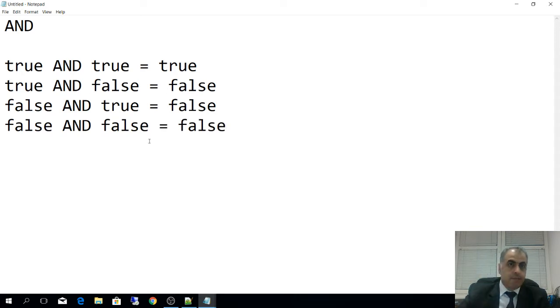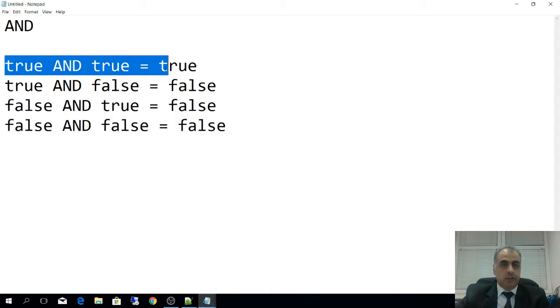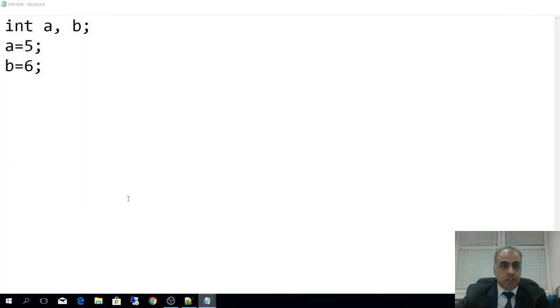So as you see, for the AND operator, if both operands or both terms are true, the result is going to be true. Otherwise, in other words, if any one of them is false, then the result is going to be false. I think you have clearly seen the difference. For the AND operator, if both of them are true, the result is true, and otherwise, if any one of them is false, the result is going to be false. Okay, so from here, let us do some examples.